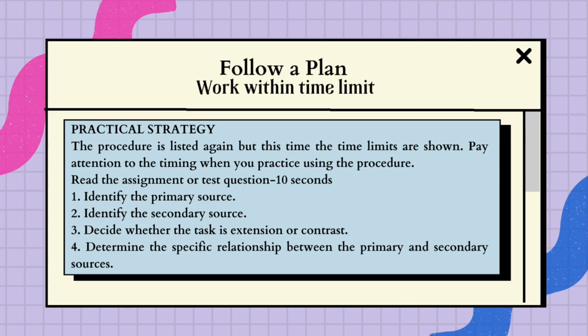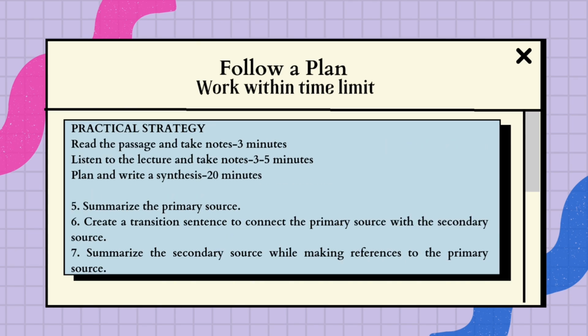Read the assignment or test question. 10 seconds. 1. Identify the primary source. 2. Identify the secondary source. 3. Decide whether the task is extension or contrast. 4. Determine the specific relationship between the primary and secondary source. Read the passage and take notes. 3 minutes. Listen to the lecture and take notes. 3 to 5 minutes. Plan and write a synthesis. 20 minutes. 5. Summarize the primary source. 6. Create a transition sentence to connect the primary source with the secondary source. 7. Summarize the secondary source while making reference to the primary source.